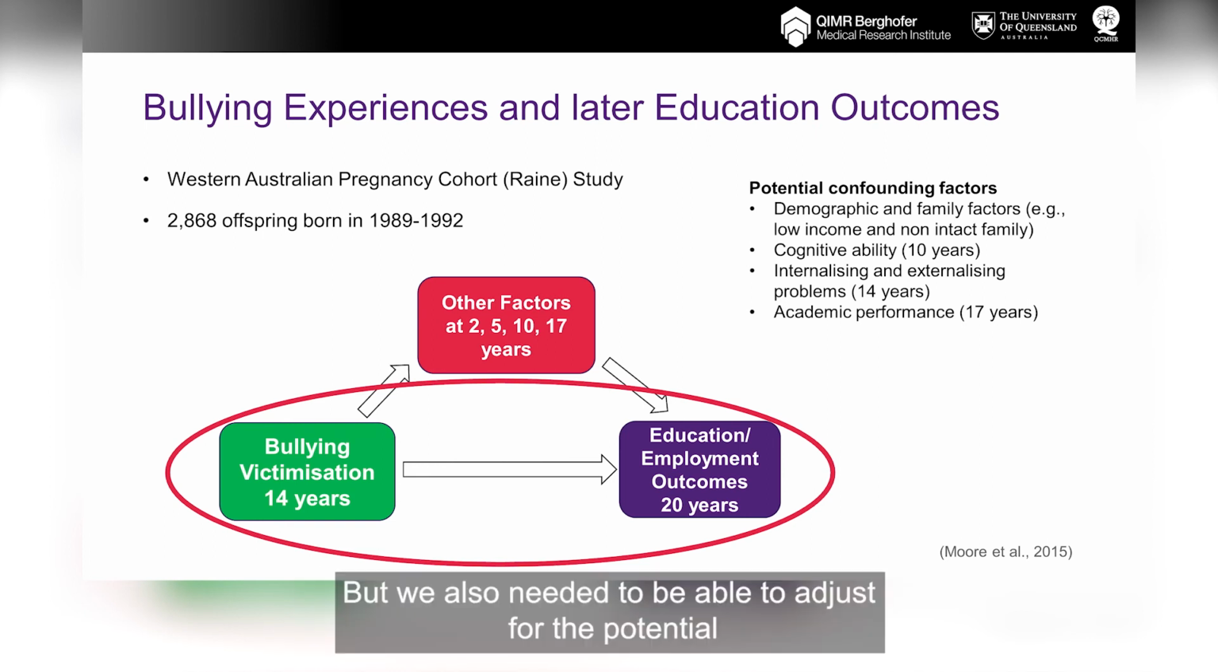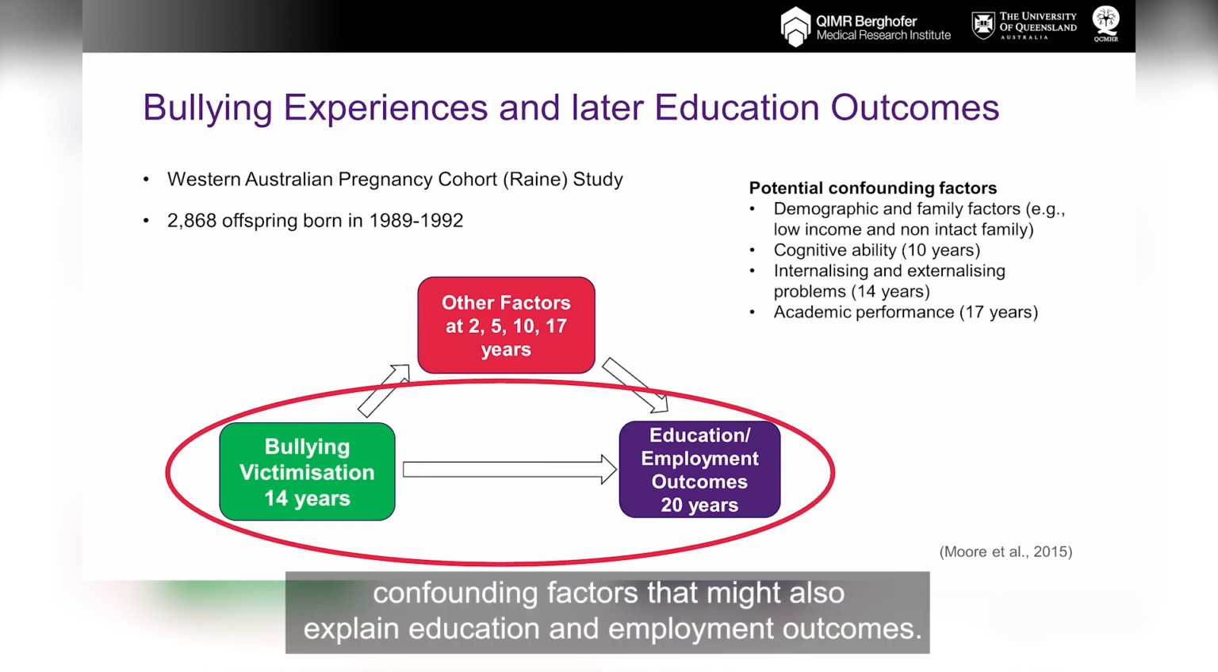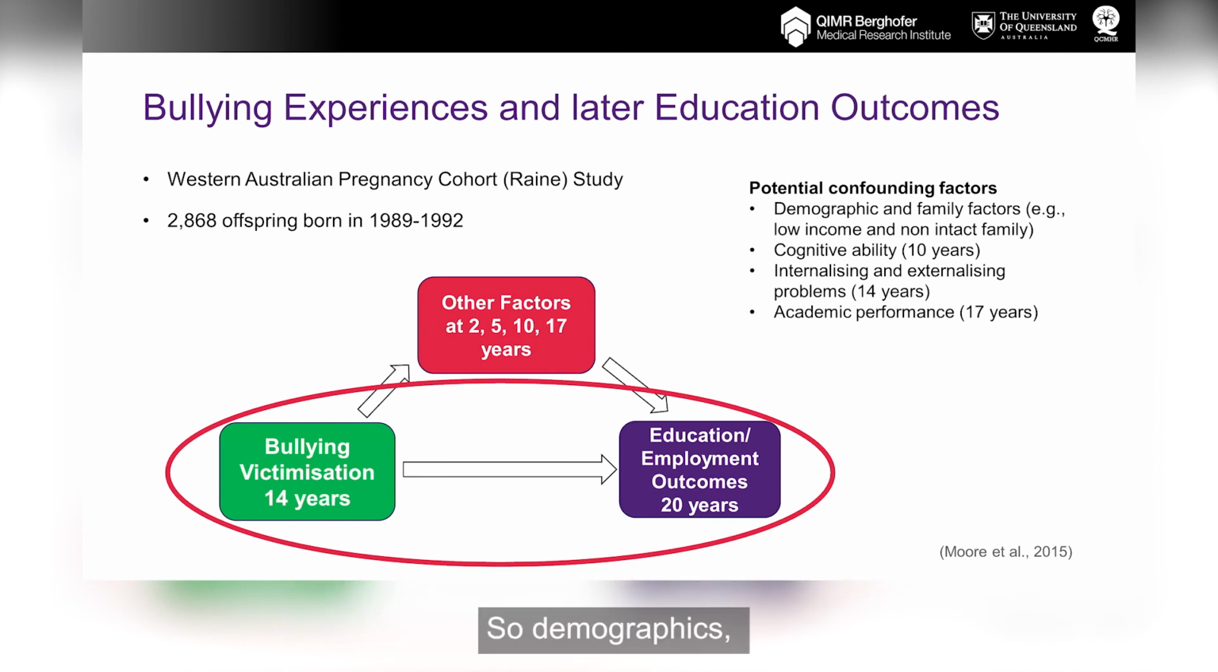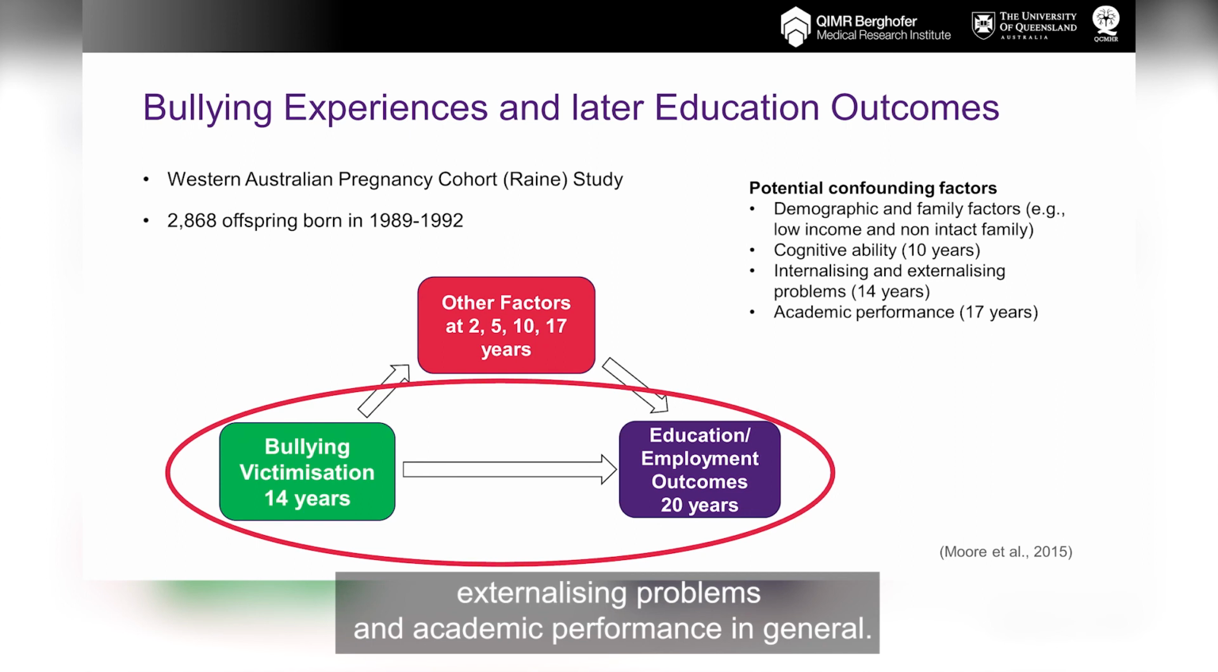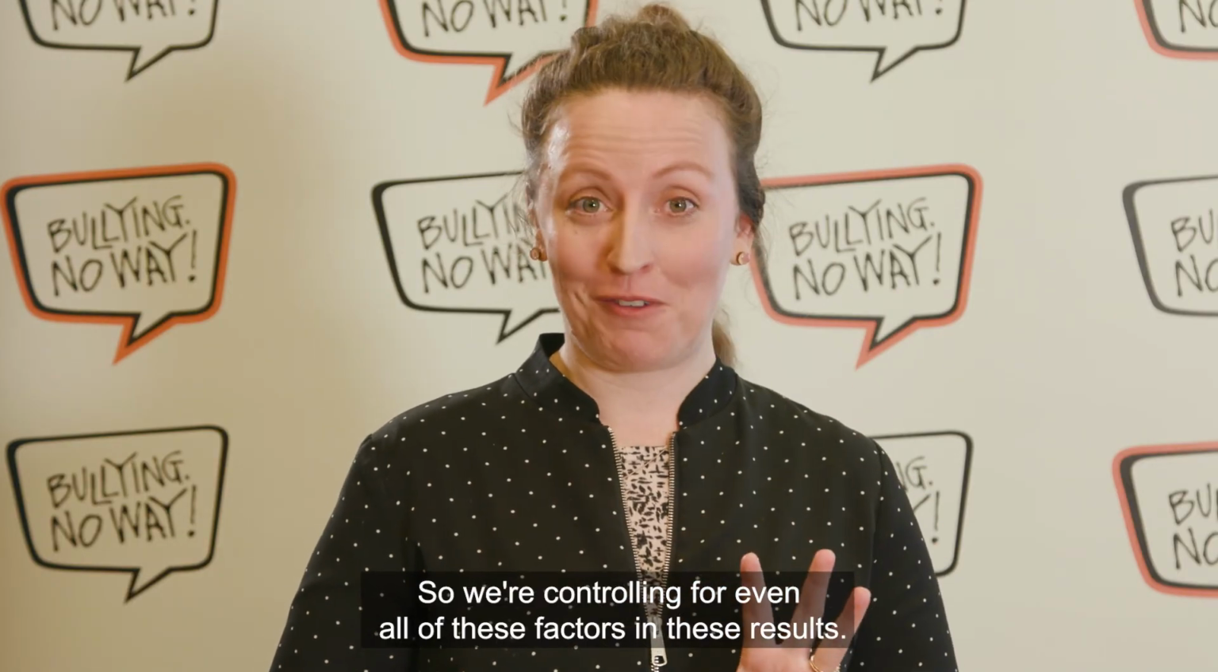But we also needed to be able to adjust for the potential confounding factors that might also explain education and employment outcomes. And I've listed those in the dot points. So demographics, cognitive ability, internalising or externalising problems, and academic performance in general. So we're controlling for even all of these factors in these results.